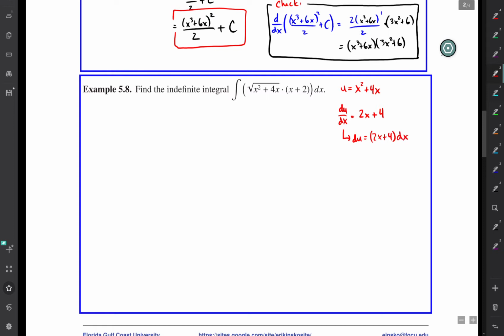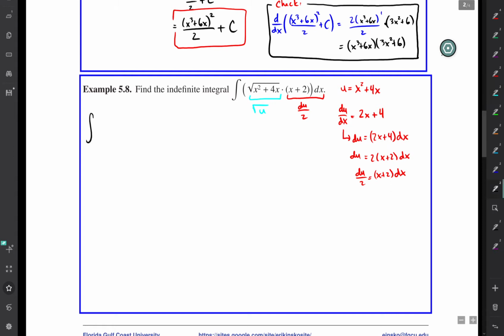And you'll notice that I don't have a 2x plus 4 here, but I have an x plus 2. So if I want to write that in terms of (x plus 2) times dx, I have to factor out a 2. And so this is not equal to du, but it is equal to du over 2. If I divide both sides by 2, I get du over 2 equals (x plus 2) dx. So I can just substitute in (x plus 2) dx is equal to du over 2. And then this part right here is the square root of u then.